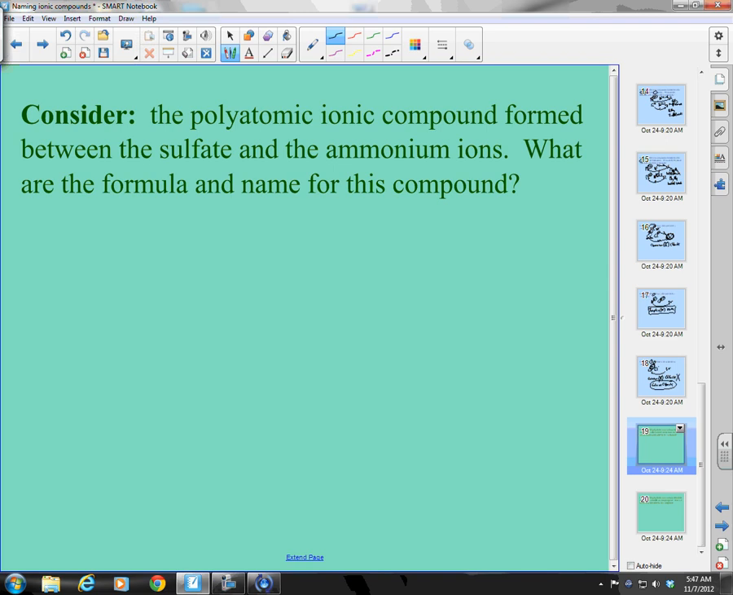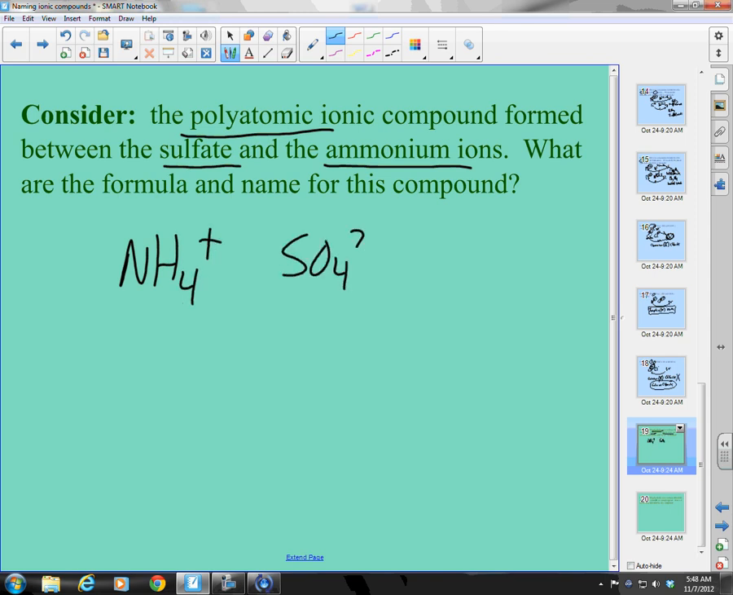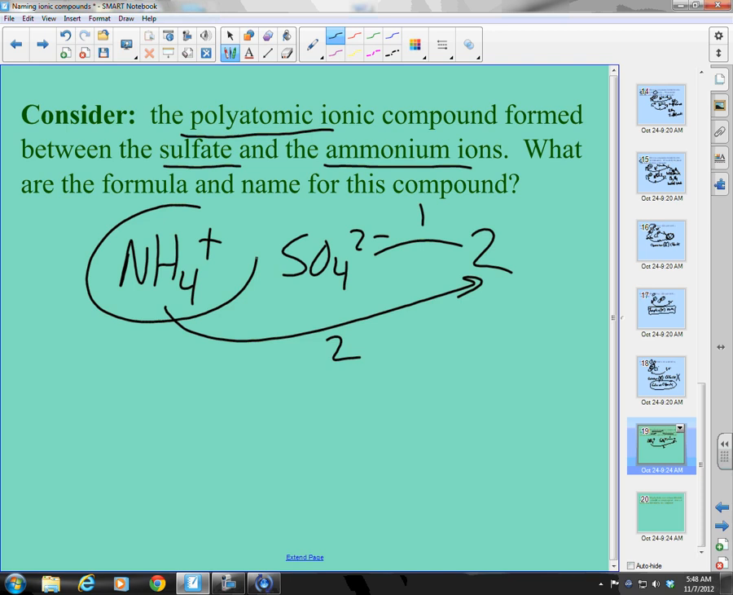Let's get it done. Okay, the polyatomic ion compound. So we're talking about polyatomics, right, between sulfate and ammonium. All right, I know ammonium. I've memorized it. It's ammonium plus. My sulfate is SO4 2 minus. What's my least common multiple? 2. How many ammoniums am I going to need? 2. How many sulfates do I need? 1. What's going to go first? Well, my positive ion is going to come first. So it's going to be ammonium, and it's going to be sulfate.